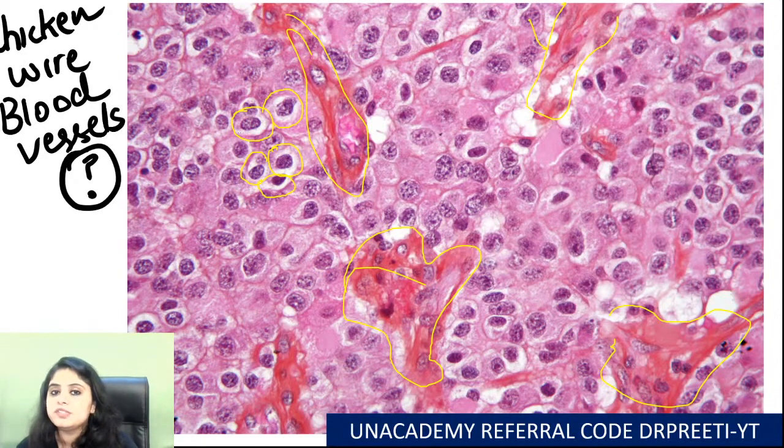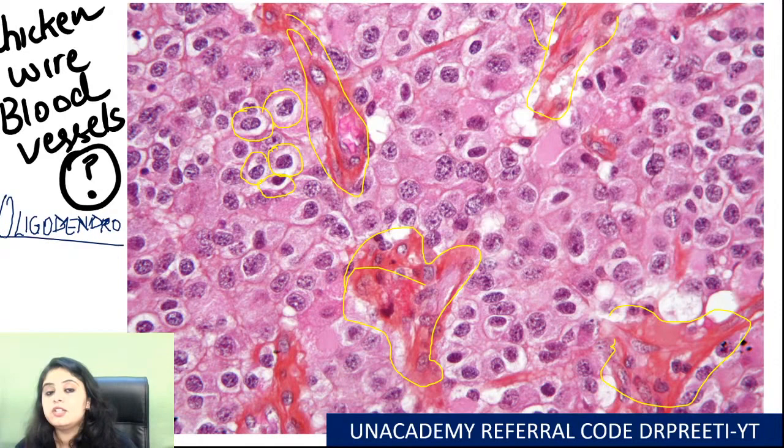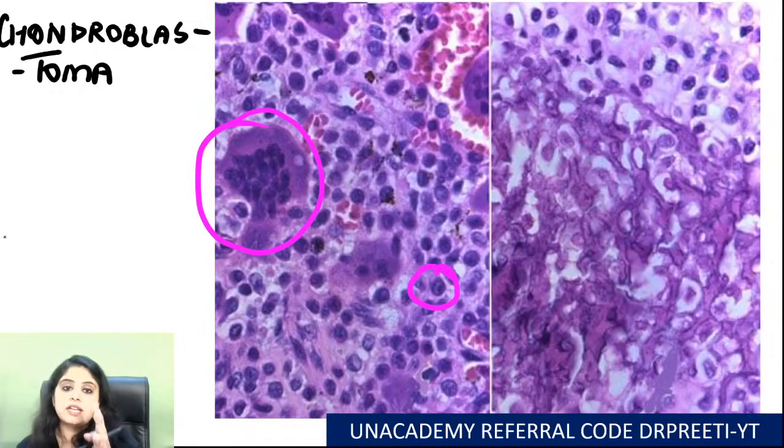This is oligodendroglioma. What was I showing you? This clear area around the tumor cells? Fried egg appearance. I was showing you the fried egg appearance. So please remember, chicken wire blood vessels is seen in oligodendroglioma. And where do you see chicken wire calcification? So that is the tumor we were talking about.